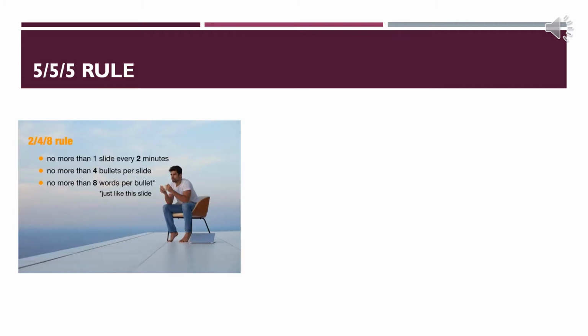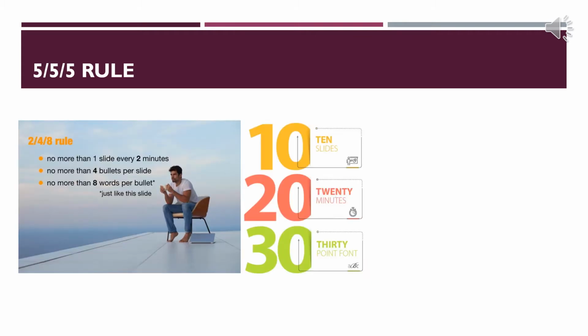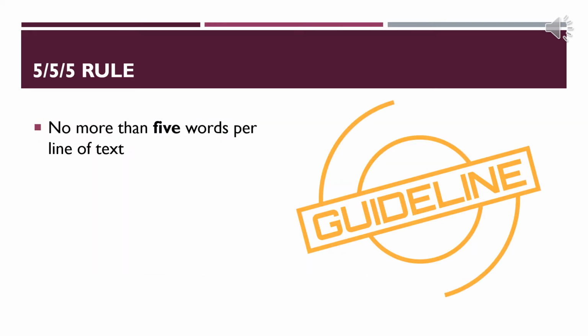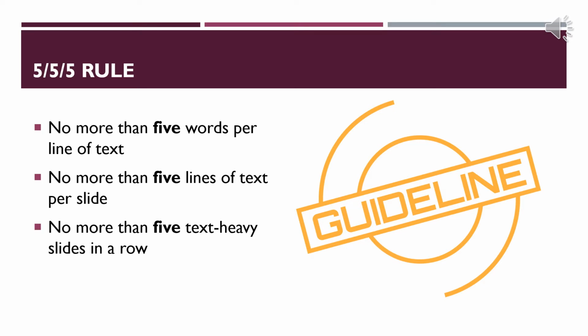Okay, we're going to look at the 5-5-5 rule. Now, important to know, there are many different permutations and combinations out there. None of them are exactly gospel, but they're good guidelines to keep in mind. And this particular one says no more than 5 words per line of text, no more than 5 lines of text per slide, and no more than 5 text-heavy slides in a row.